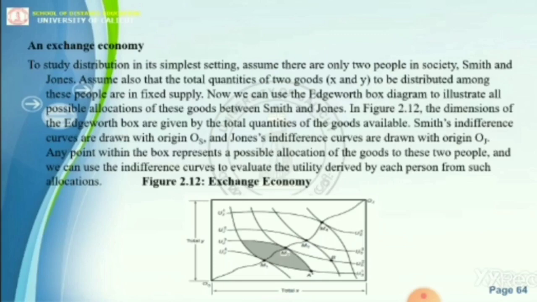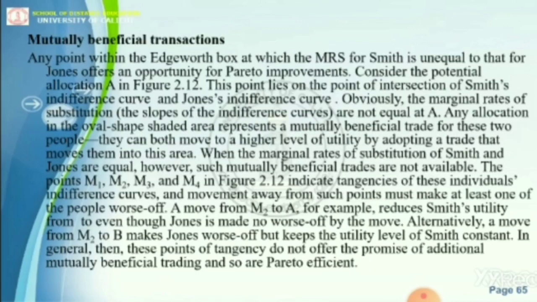So any point within the box represents a possible allocation of the goods to these two people, and we can use the indifference curve to evaluate the utility derived by each person from each allocation. Next is the mutually beneficial transactions.